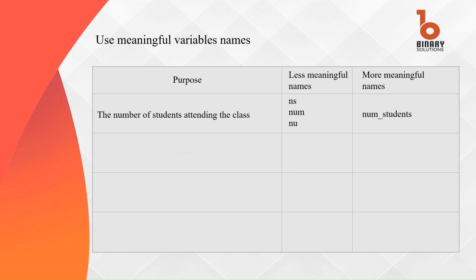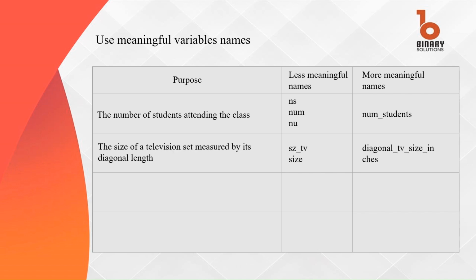On the other hand, num_students from the more meaningful names column instantly clarifies that it represents the number of students. This simple adjustment greatly improves code readability. Let's walk through the other rows. For a television size, using STV or size doesn't provide much clarity, but when you switch to diagonal TV size in inches, it becomes crystal clear what you're referring to.